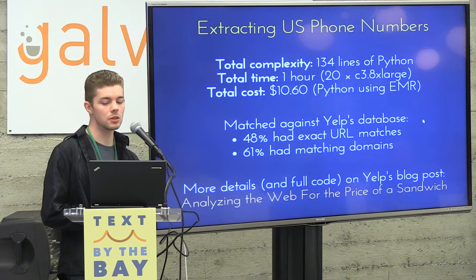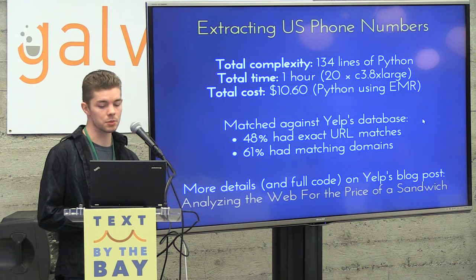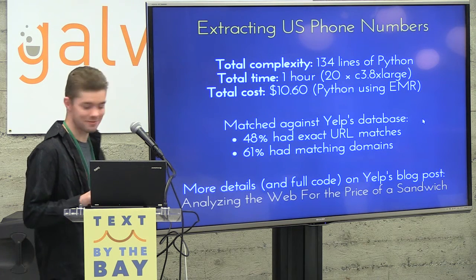So there are more details on this and the full source code as well on Yelp's blog post, which is called Analyzing the Web for the Price of a Sandwich. I wouldn't pay so much for a sandwich, but fine for them.